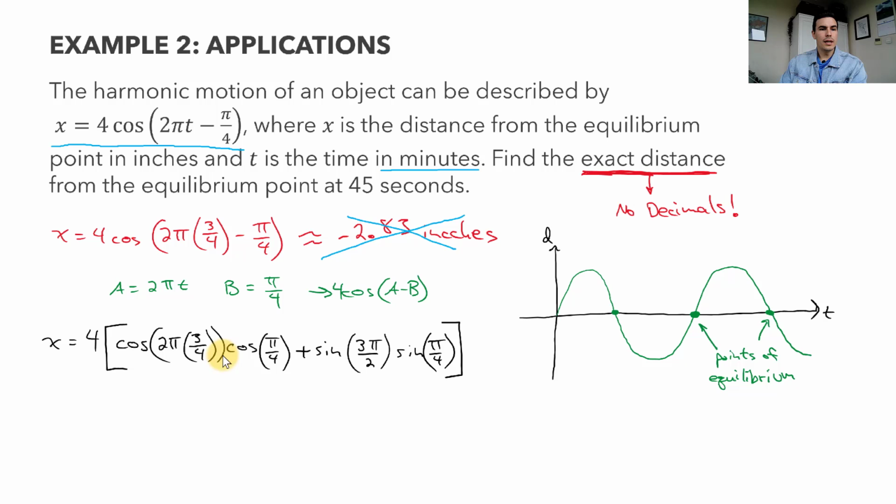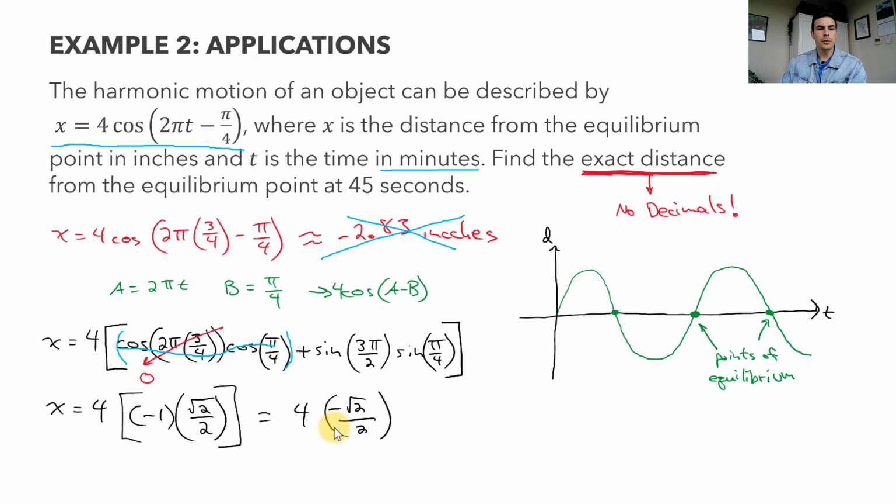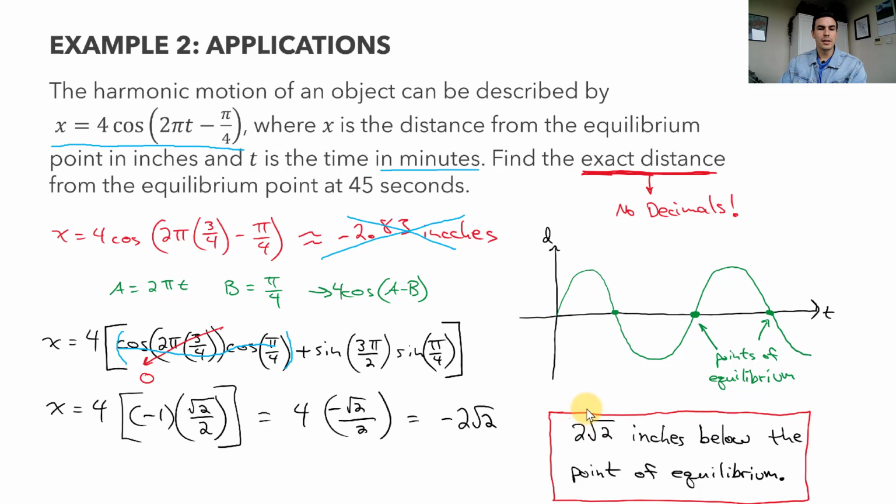Now I know that the cosine of 3 pi over 2 is actually 0. So this whole term here is going to go to 0. So that's gone. Now the sine of 3 pi over 2, that's actually -1. And sine of pi over 4 is root 2 over 2. So here I have my distance y is equal to 4 times negative root 2 over 2, which simplifies to -2 root 2. So to give a contextual answer here, our distance is going to be 2 root 2 inches below the point of equilibrium.